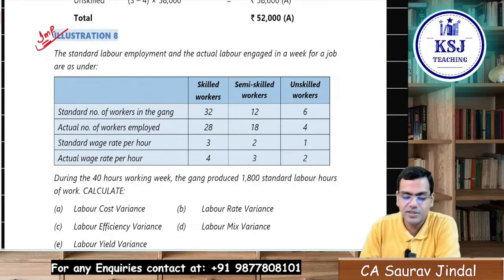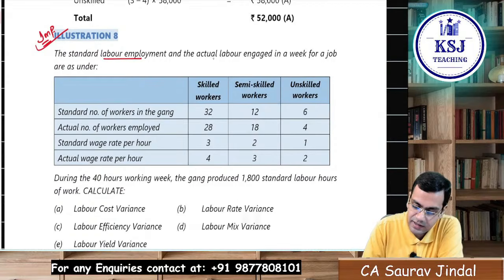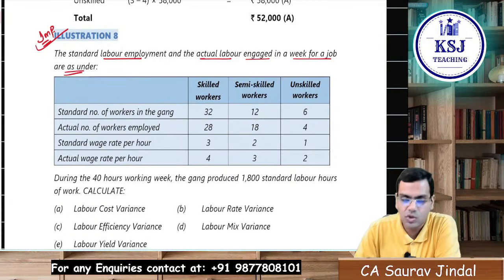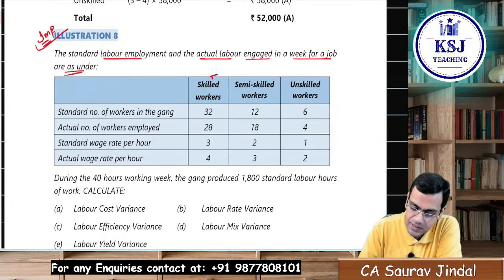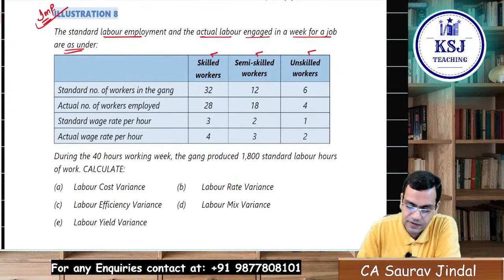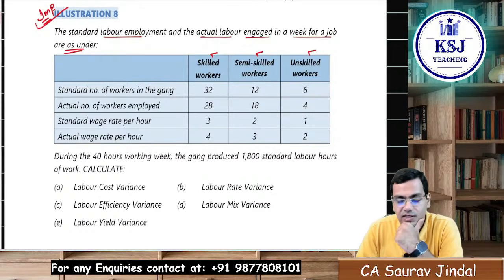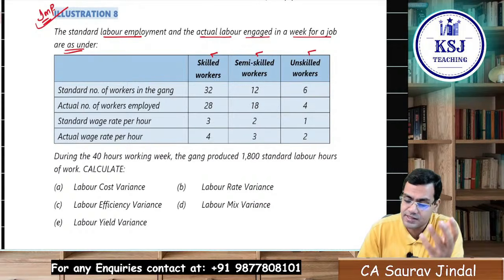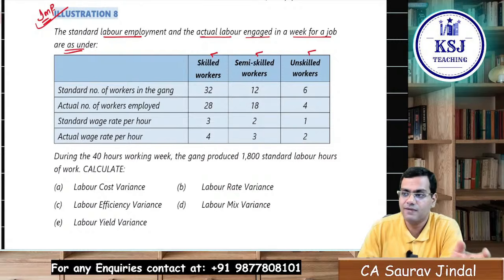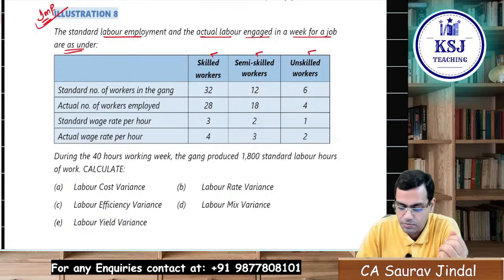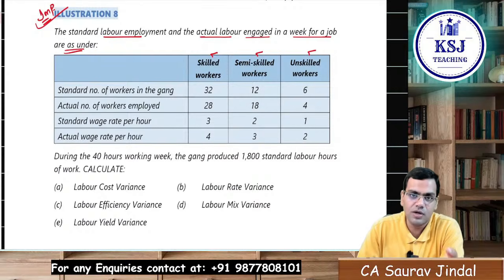Illustration number 8, the standard labor employment and the actual labor engaged in a week for a job are as under. So again, 3 categories of labor: skilled labor, semi-skilled, and unskilled labor. Standard number of workers in the gang is there, actual number of workers employed. Standard is what we planned for. We planned for 32 skilled workers, 12 semi-skilled and 6 unskilled workers, right? So they will be working together on a particular project. But the actual number of workers used were 28, 18 and 4.